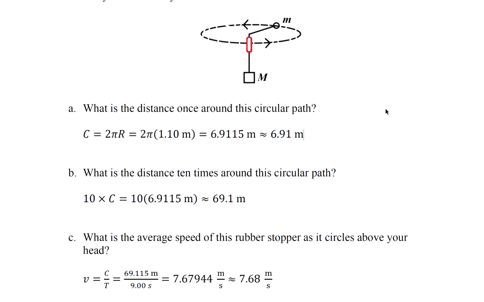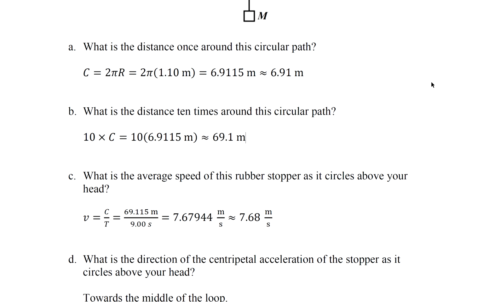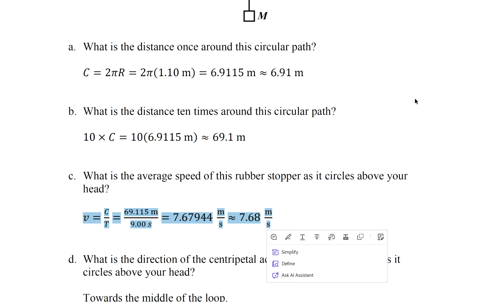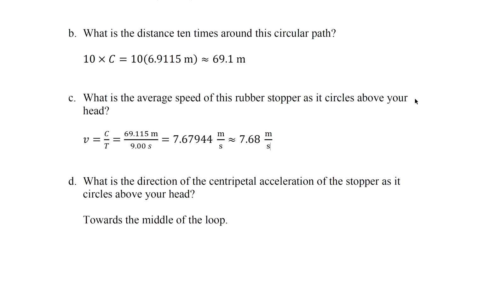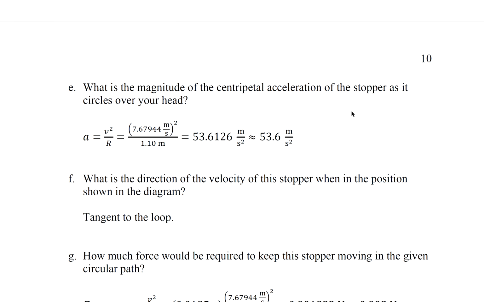What is the distance 10 times around the circular path? It's going to be 10 times the circumference. What is the average speed of this rubber stopper as it circles above your head? Average speed is total distance over total time. Part D, what is the direction of the centripetal acceleration of the stopper as it circles above your head? In circular motion, there's always a sigma F and acceleration towards the middle of the circle. Part E, what is the magnitude of the centripetal acceleration of the stopper as it circles over your head? Acceleration is v squared over r.